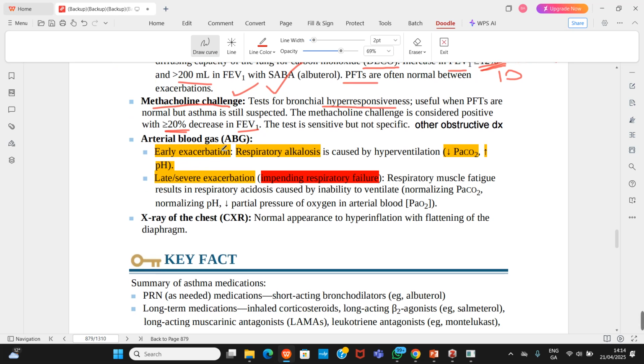So what do we expect when we do ABG in asthma? Respiratory alkalosis, I've explained this. In the early exacerbation, when the person is still all right, because they're hyperventilating, PCO2 drops. So there's going to be respiratory alkalosis.